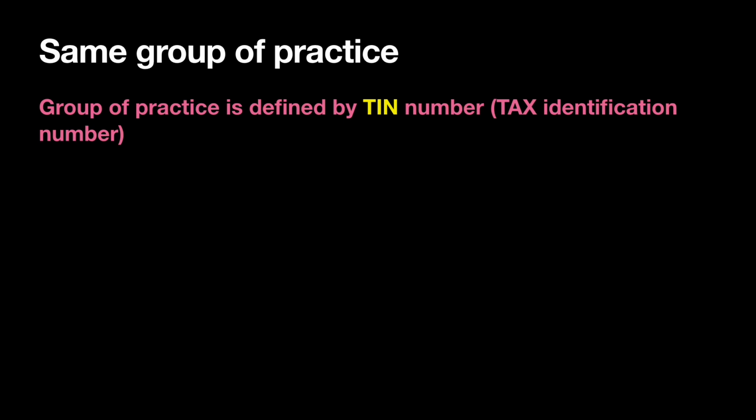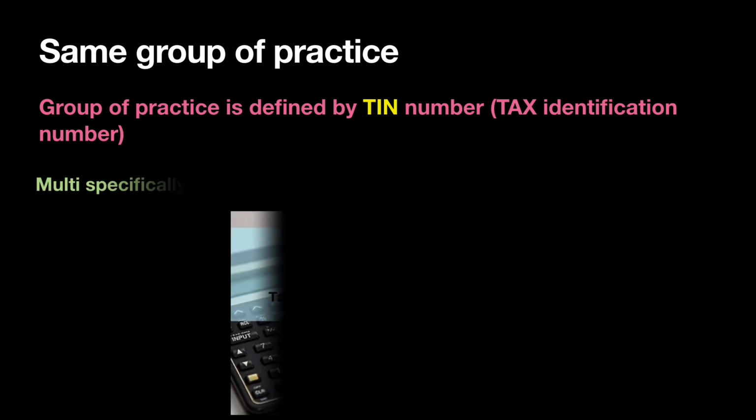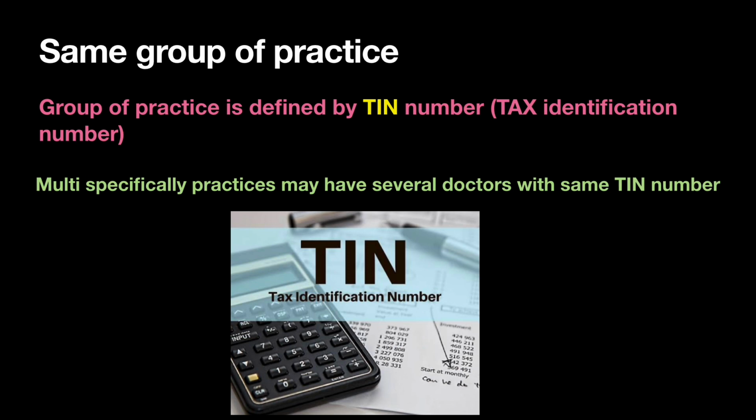There are certain large multi-specialty practices in which several doctors are working under the same tax identification number. You can see other definitions like two or more healthcare practitioners who are members of the same legally organized partnership or professional corporation like that. But from a reimbursement point of view, group of practice is doctors with the same TIN number.